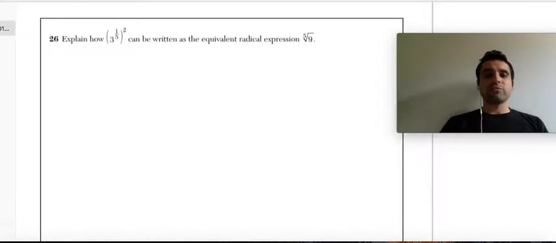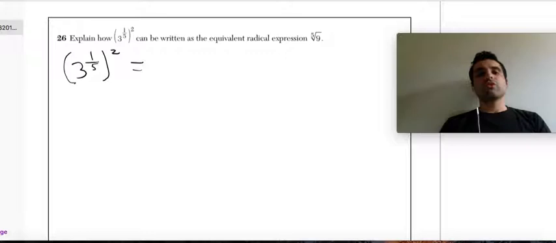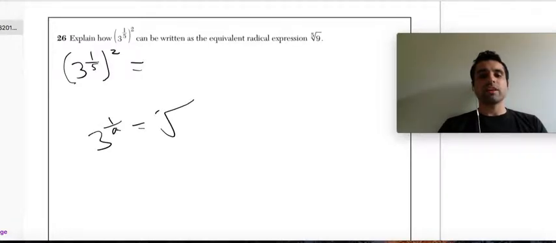So explain how the expression 3 to the 1/5 squared, so that's our original expression, can be rewritten as the equivalent radical expression 5th root of 9. So we need to have some middle steps. One of the things you could do, guys, is raising a number to the 1 over any power is the same as taking that root of that number, right?